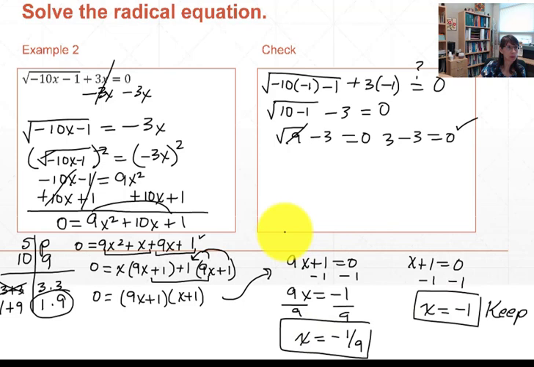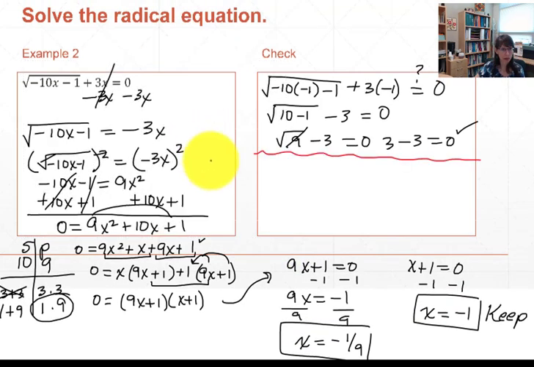All right, now the other one is going to be a little more complicated to check. All right, we're up for the challenge here. Square root of negative 10 is multiplied by negative 1/9, and then we are subtracting 1. Outside of that radical says to add 3 times negative 1/9. And we're checking to see if that is equal to 0. All right, multiplying negative 10 times negative 1/9, you might want to think of negative 10 as negative 10 over 1. Negative times negative makes a positive number. So under the radical so far, we would have 10/9 minus 1.